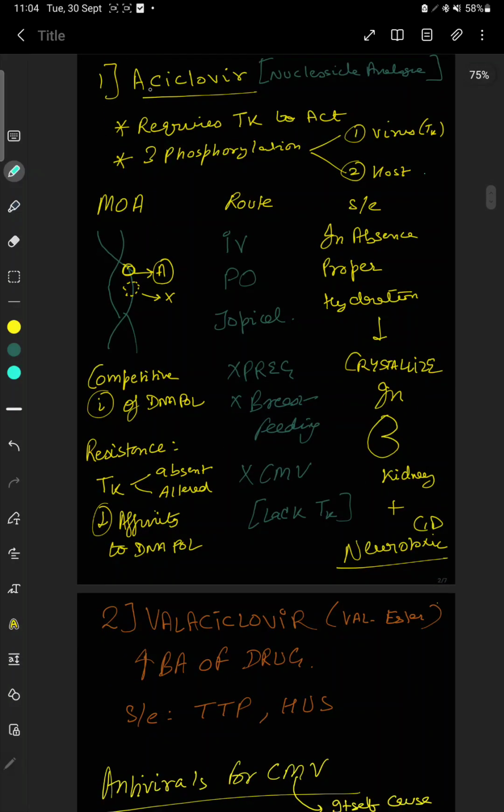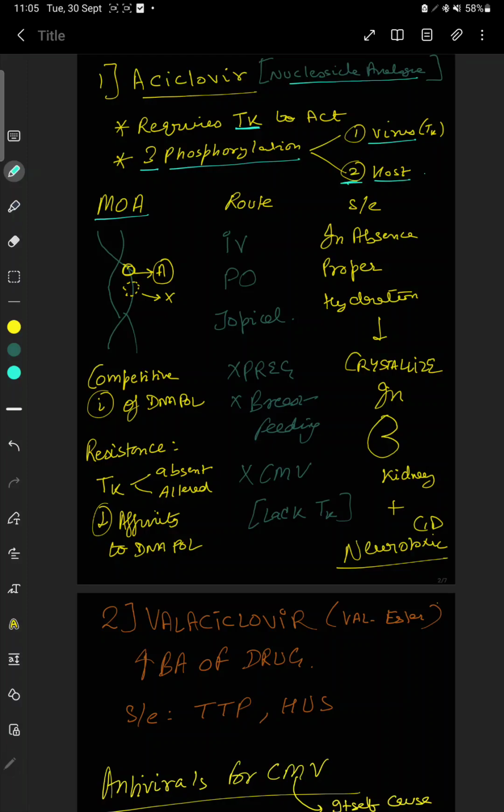First comes acyclovir. Acyclovir is a nucleoside analog which resembles guanosine. It requires thymidine kinase to act. Thymidine kinase converts it into the active form by phosphorylation, so it can go and inhibit the DNA polymerase. Basically three phosphorylations are required in the case of acyclovir. The first is due to the virus-specific protein kinase, and the second and third are due to host cellular kinases.